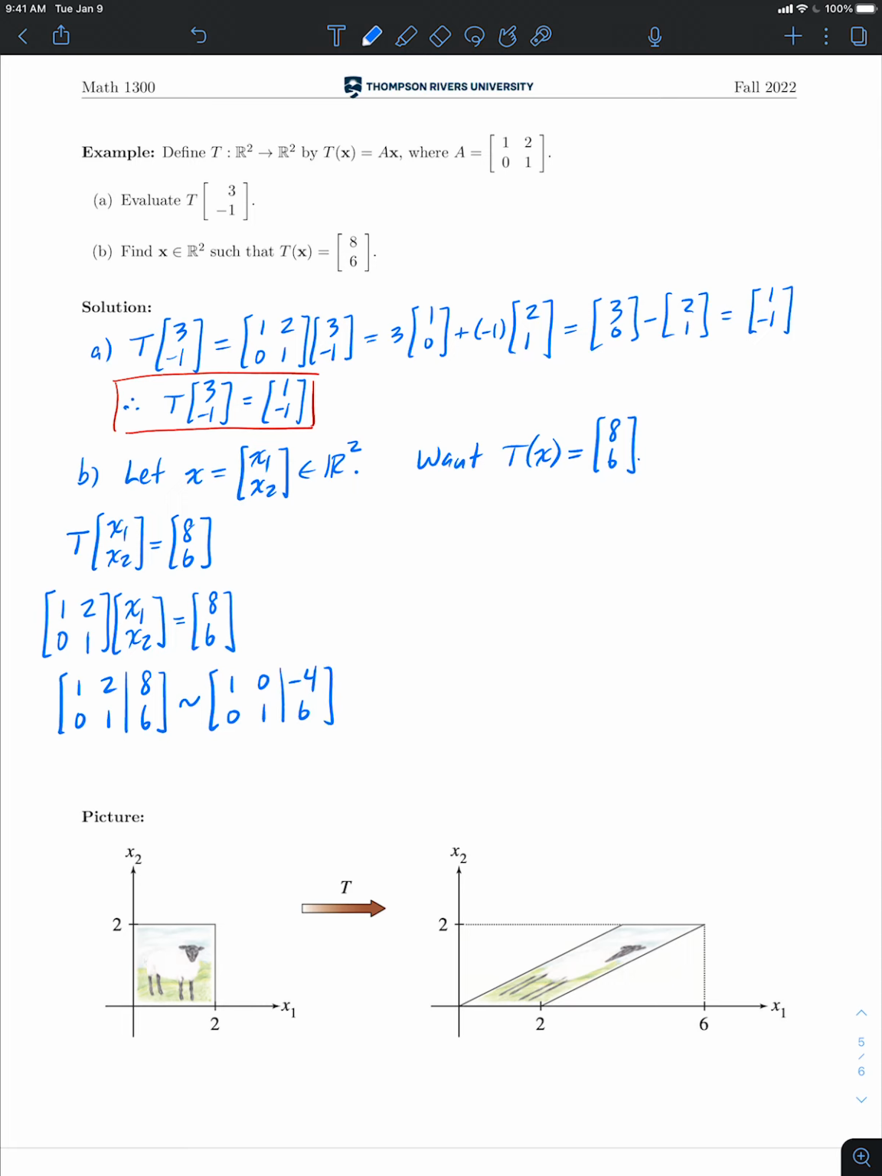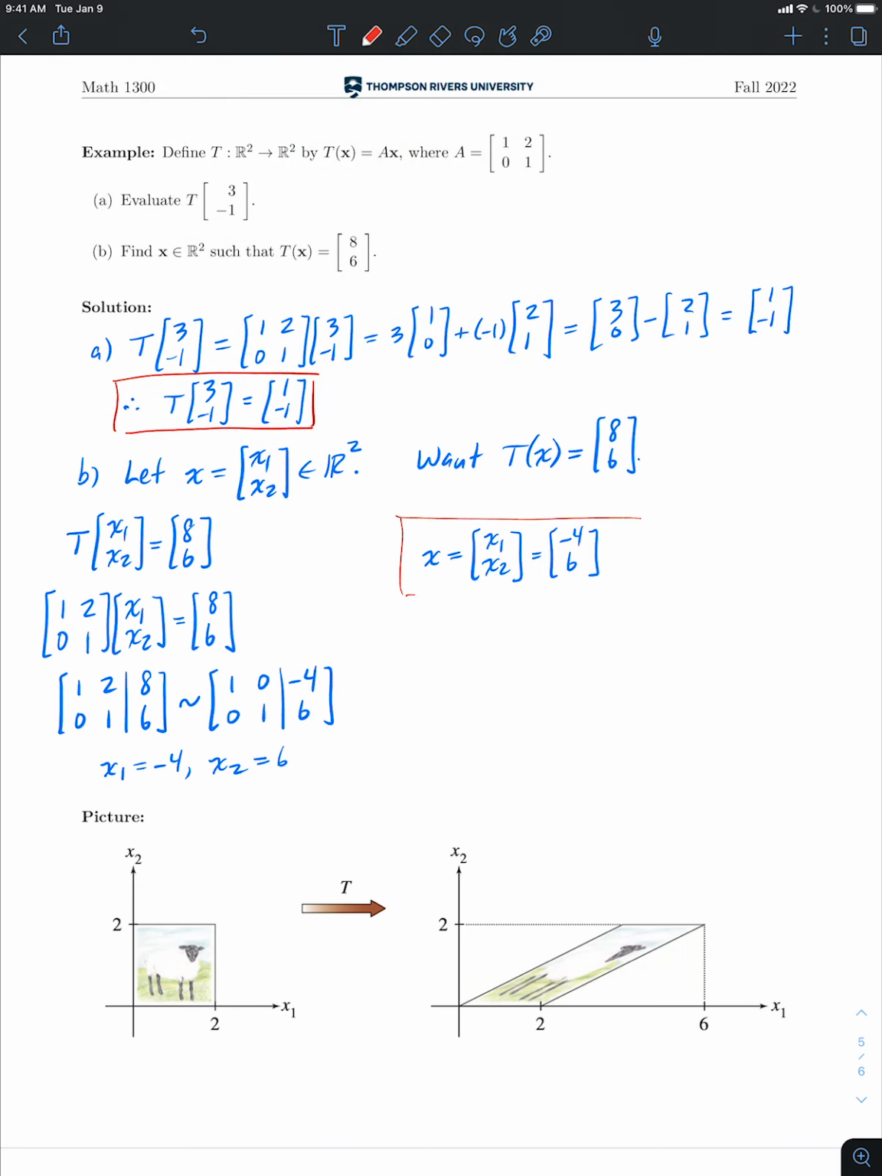That gives you a way to find the answer, because now you know that x1 has got to be -4 and x2 has to be equal to 6. So therefore, let's write it this way. We were asked to find x, so let's write x as its column vector, x1, x2, and we found the values to be -4 and 6.